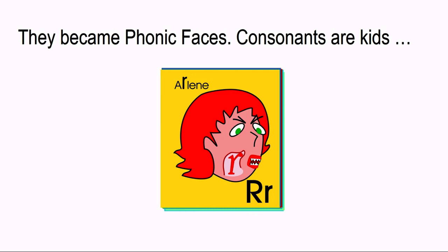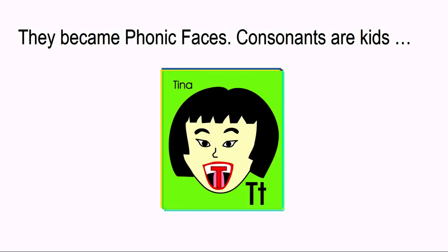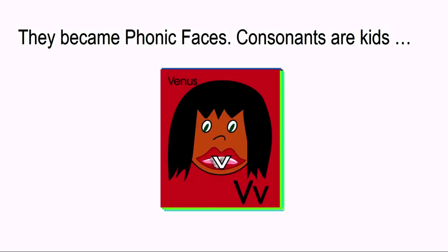P we've talked about. S looks like the snake inside of your mouth. S. T we've talked about. V is very much like an F. You bite your lip, only this time you turn your voice on. V, v, so you can hear that vibration as opposed to the quiet vibration of the f, f sound.